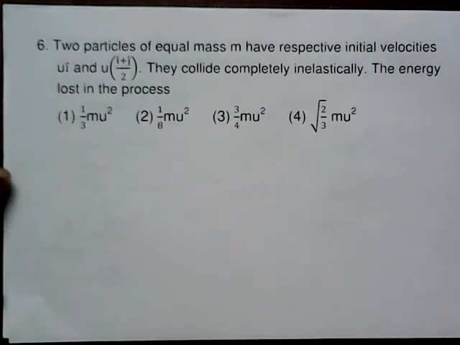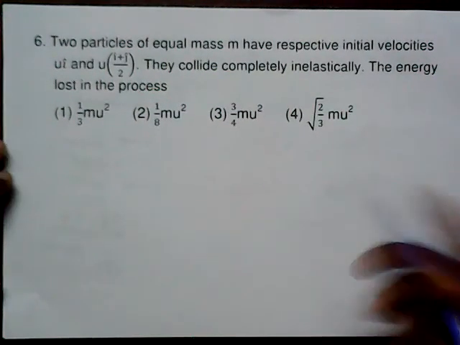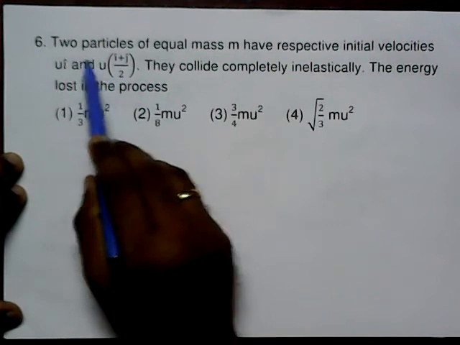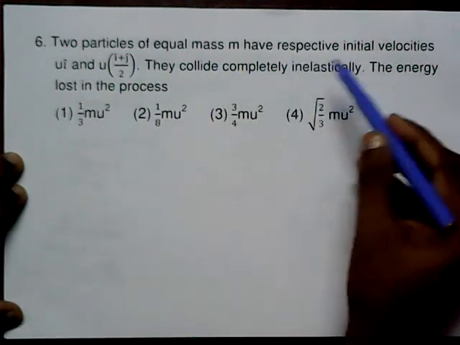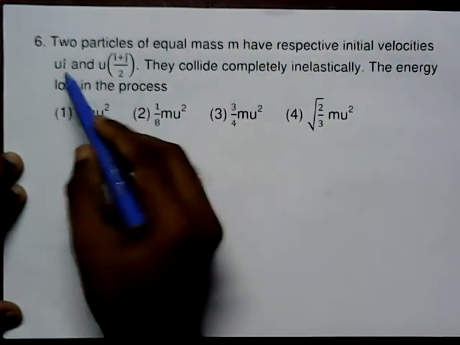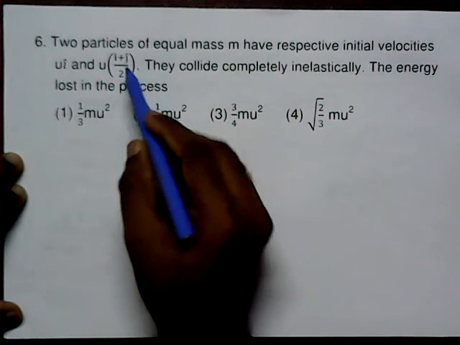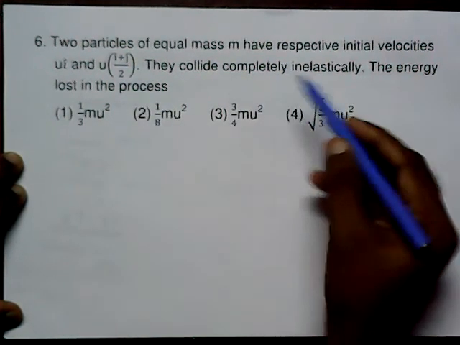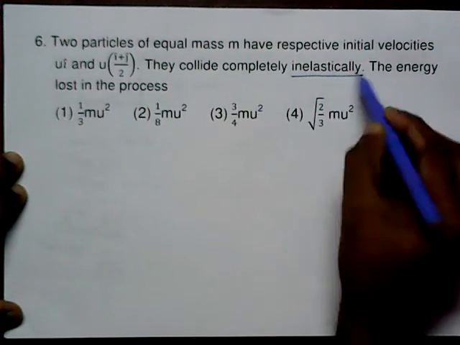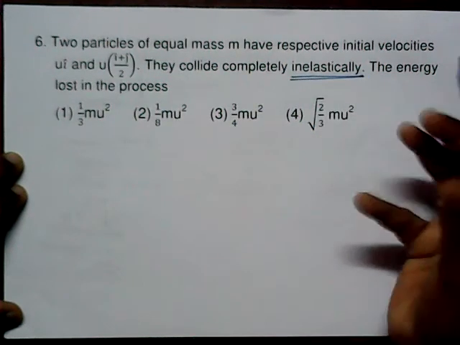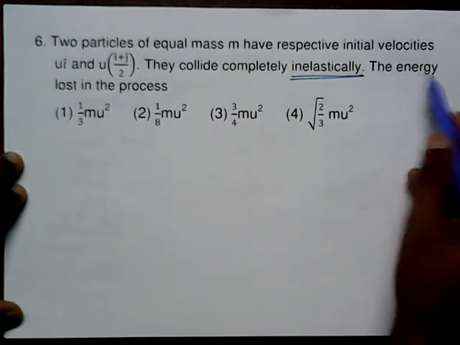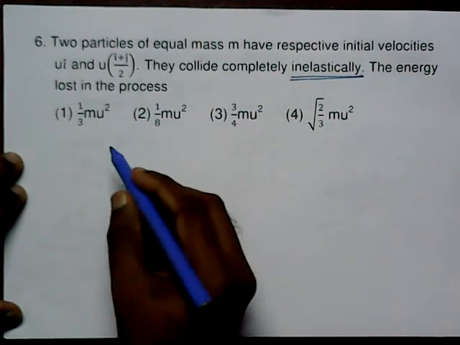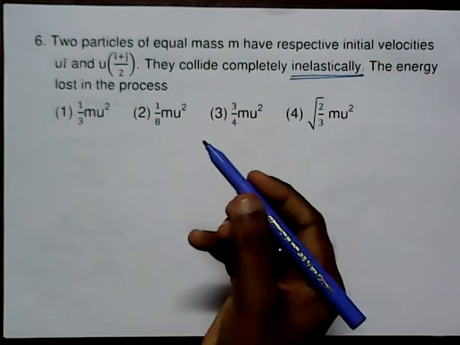A good question, but multiple concepts should be with you. Two particles of equal mass m have respective initial velocities u i and u by 2 into i plus j. They collide completely inelastically, so they combine after collision. Find the energy loss in the process. So simple steps are waiting.